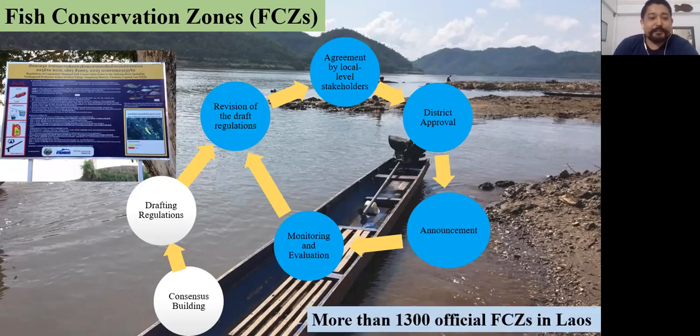So these FCZs could either be fully restricted all year round as no-take zones, or seasonal as managed fishing zones. And currently there are more than 1,300 official FCZs in Laos.